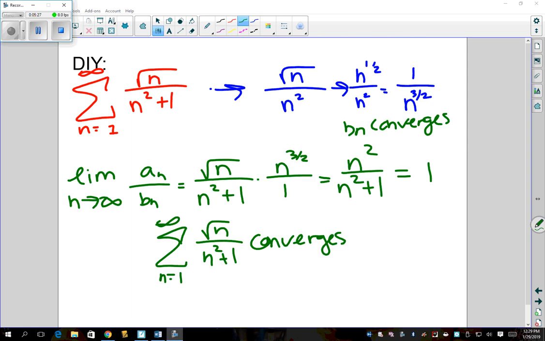All right, so here is my work for the DIY problem. You should have gotten that the limit was equal to 1, and so this series also converges, since our original converges.